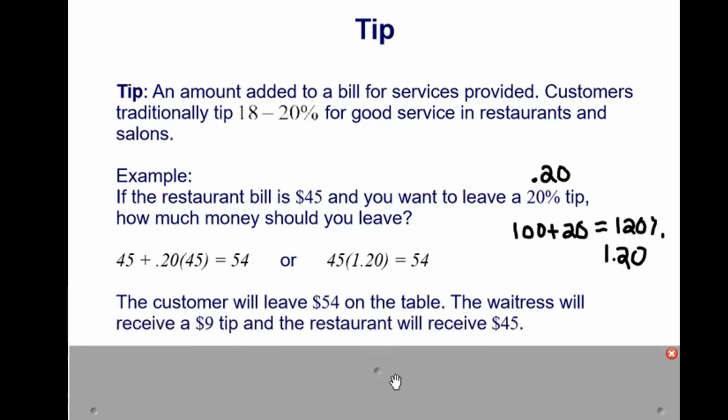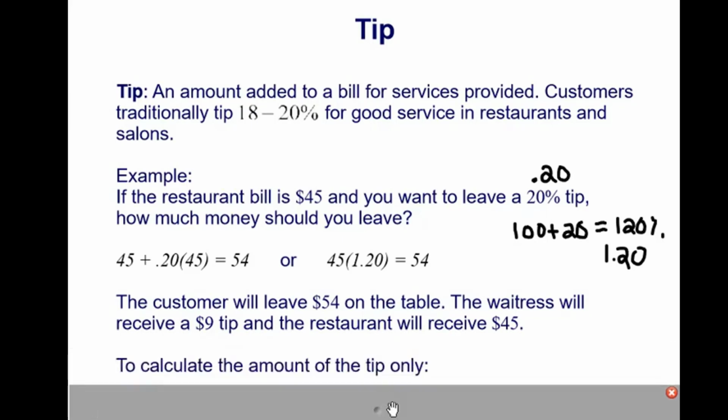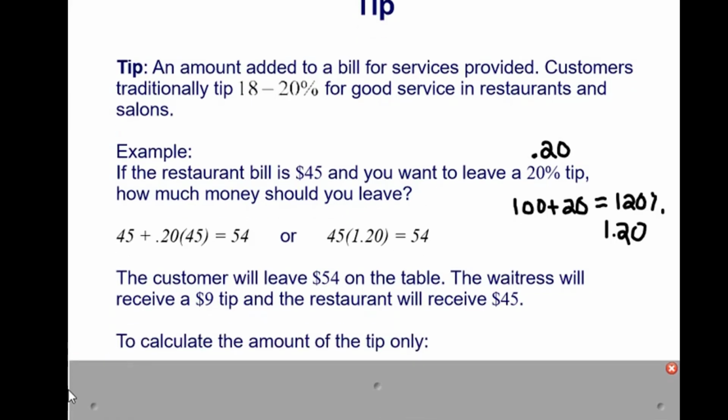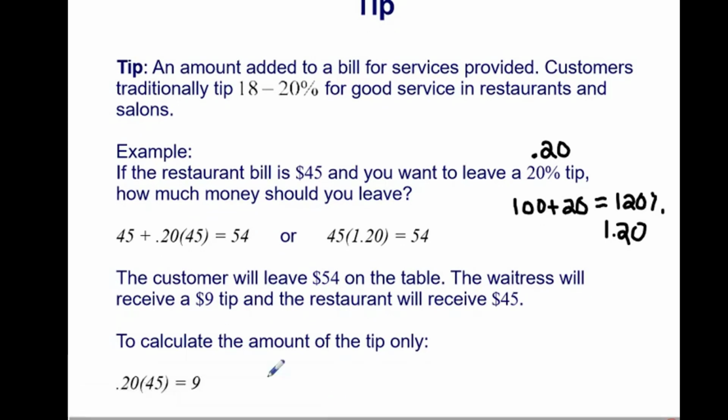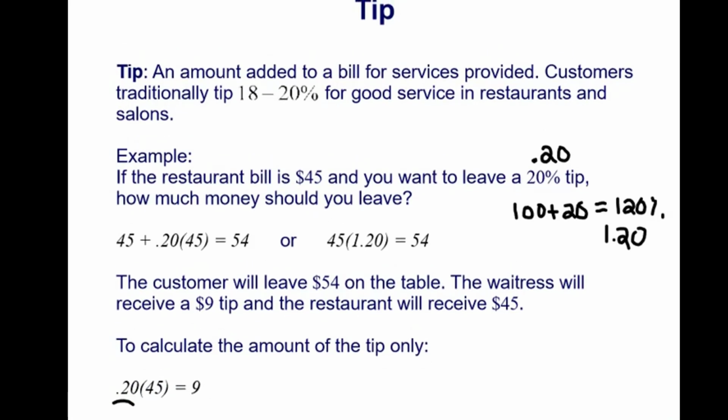The waitress will receive a $9 tip and the restaurant will receive $45. To calculate the amount of the tip only, you can find 20% of 45. Again, that's the 0.20, and get 9. You also could add that to 45 to get 54 as well.